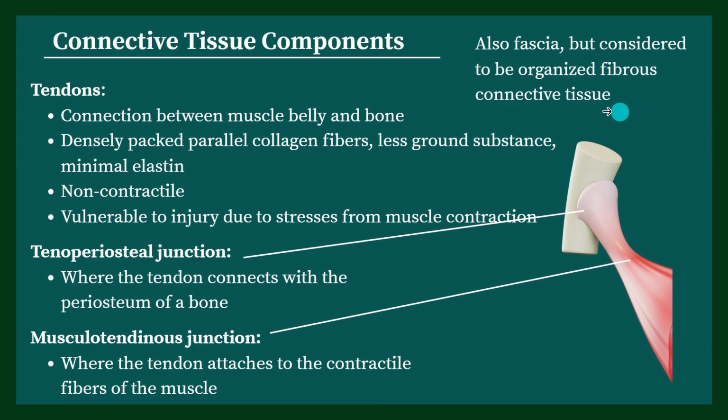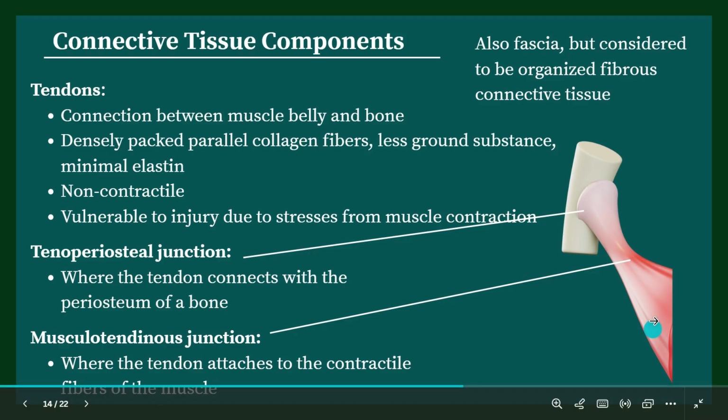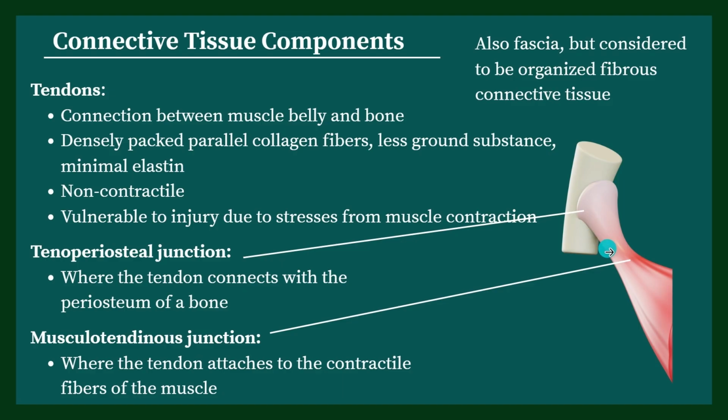Okay, so here are the lists. And some more stuff. Tendons. We didn't talk about tendons yet. That's the big one. Those are the connection between the muscle belly and the bone. So we got the pink part that contracts, and then the tendon, and then we got the bone. The tendon doesn't contract. It's also organized connective tissue and considered to have fascia properties.